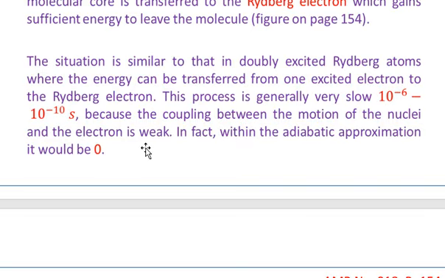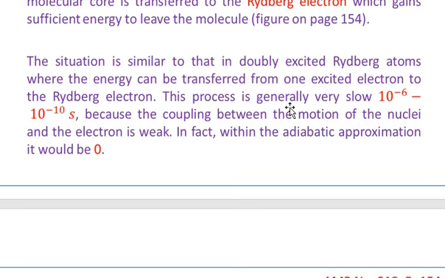And you know that in the Born-Oppenheimer approximation, we have also considered that the coupling between the nuclear motion and the electronic motion is very weak. The same thing is applicable over here. In fact, within the adiabatic approximation, the coupling between the nuclear motion and the electronic motion will be equal to zero. And so the process is generally very slow, lying in the range of 10 to the power minus 6 to 10 to the power minus 10 second.